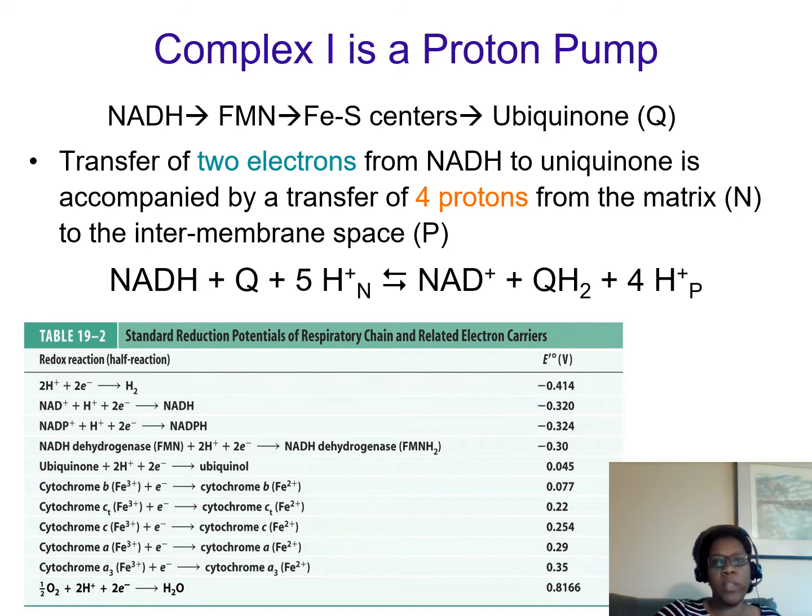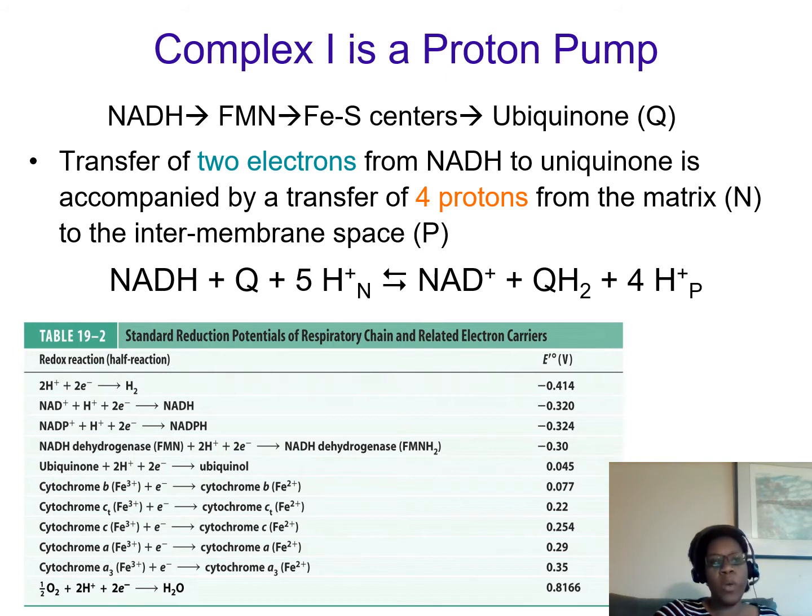And so now the matrix is the N side, the negative side, and the inner membrane space is the P side, the positive side. And if we look at our net equation, we would say that if we put in an NADH and a Q, a ubiquinone cofactor, and 5 protons, one that was already from NADH and H+, and 5 protons from the N side. And now we have NAD+, QH2 took on those 2 electrons, plus 4 protons on the P side.